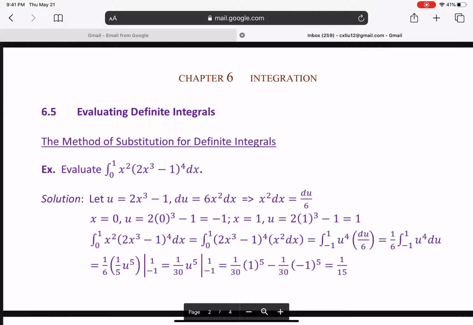And so we got 1 over 5 u to the 5, and multiply by 1 over 6, so we got 1 over 30 u to the 5. And then you plug in 1 and negative 1 to get 1 over 30 times 1 to the 5 minus 1 over 30 times negative 1 to the 5, and we got 1 over 15 for the final answer.